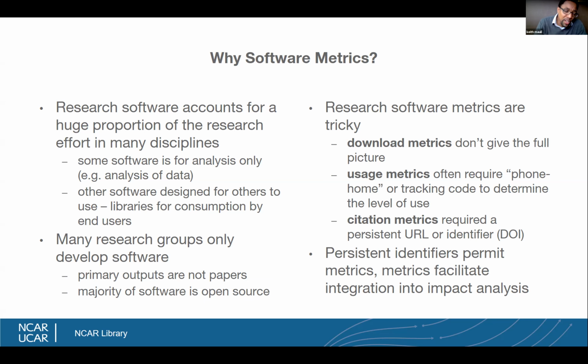And then, of course, there are citation metrics, right? So if I had a persistent identifier for my work, it would be rather easy for me to track it, as long as the people who are using my software and or writing papers that use my software are aware of how to cite it.